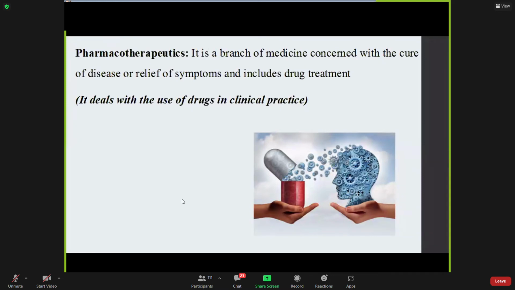Pharmacotherapeutics. Now, once we identify the source of the medicine, we prepare the medicine, we compound the medicine in such a way that it becomes more palatable to the patients or population. Now comes the actual use of this drug in clinical practice. It is the study or branch of medicine that is concerned with the cure of the disease or relief of symptoms and includes drug treatment. So the actual use of drugs in clinical practice is particularly known as pharmacotherapeutics.